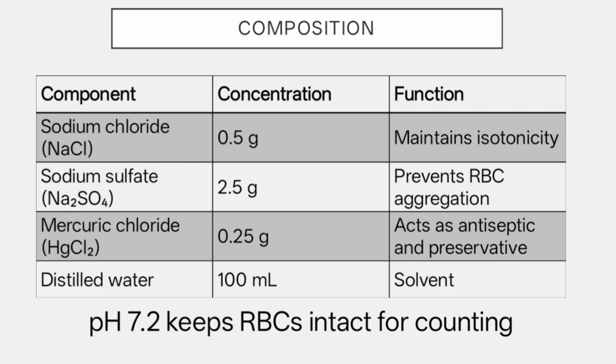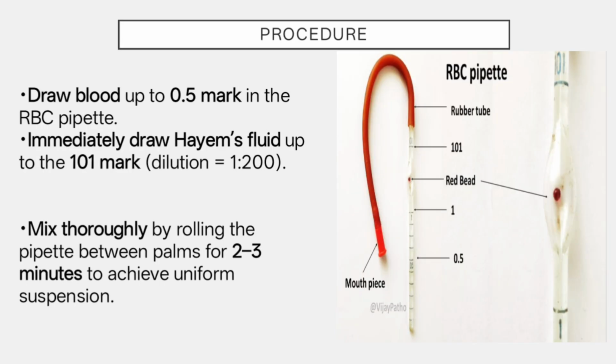Regarding the composition of Hayem's fluid, it contains sodium chloride, NaCl, 0.5 gram, which maintains the isotonicity; sodium sulfate, Na2SO4, 2.5 gram, which prevents the RBC aggregation; mercuric chloride 0.25 gram, which acts as an antiseptic and preservative; and distilled water 100 ml as a solvent. The pH is kept at 7.2, which keeps the RBCs intact for counting.